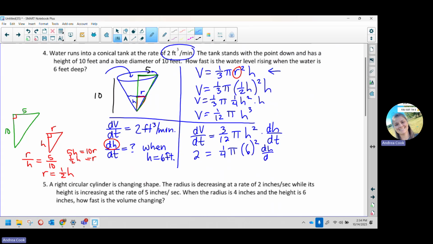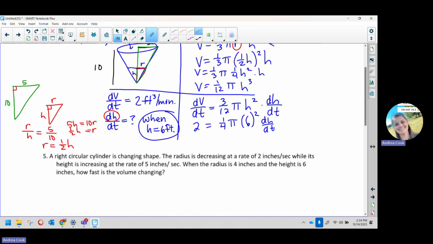No. What did you guys say? I was looking at the proportion. Okay, so what's that? 6 squared is 36, times 1/4, 9. So this is going to be 2 over 9 pi. It is not 2/9 pi, it's 2 over 9 pi. 9 pi is in the bottom.